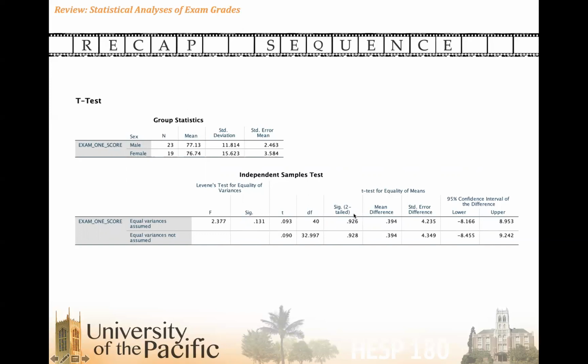0.926. That's the significance you would report. You could say, well, this is insignificant. Let's look at the bottom number. But at that point, you're having some assumption issues.